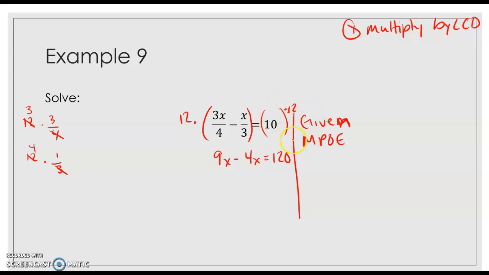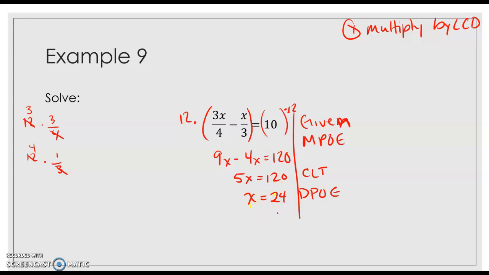And so I got that by using the multiplication property of equality, and technically we distributed in that process. Now I'm going to combine like terms, and 9x minus 4x is 5x. So 5x equals 120. And then from here, we use that division property of equality, divide both sides by 5, and x will equal 24.